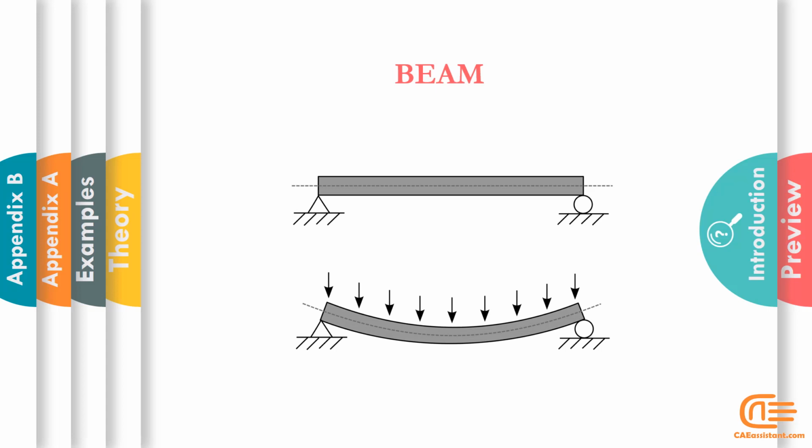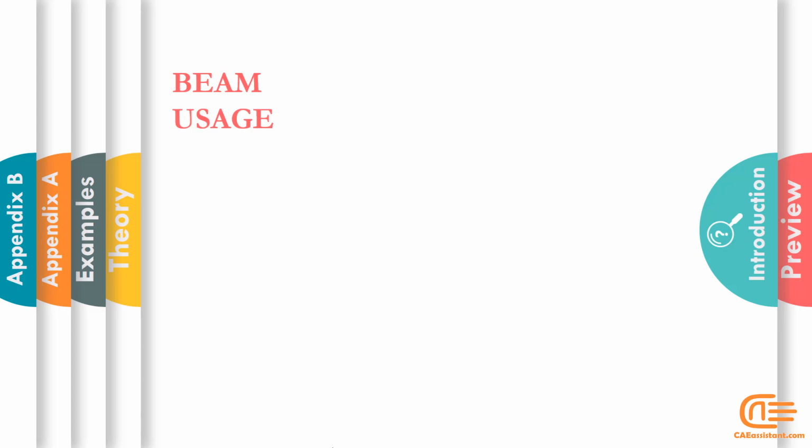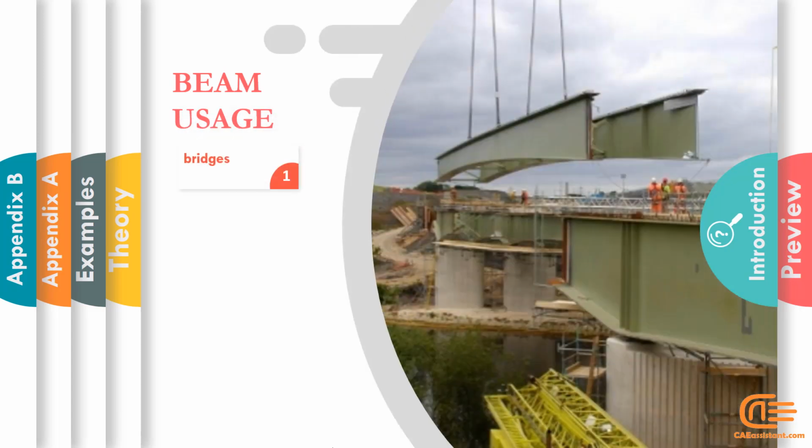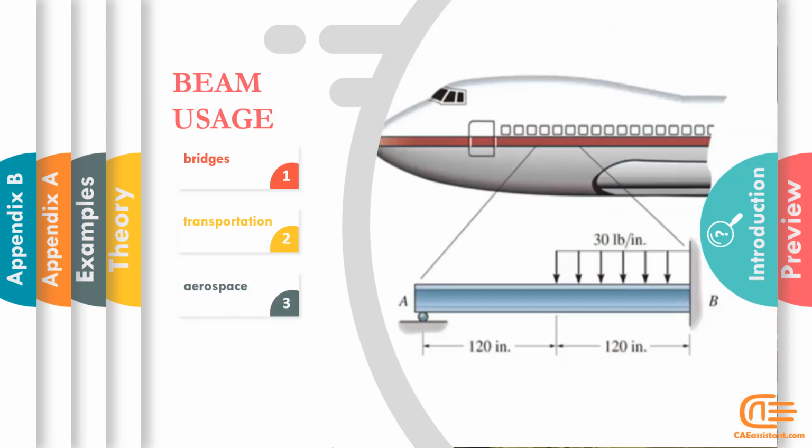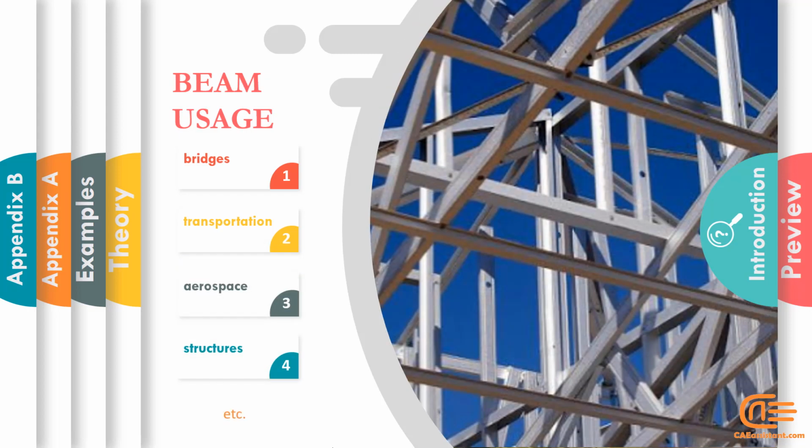Beam has a very specific meaning in engineering mechanics. It is a component that is designed to support transverse loads, that is, loads that act perpendicular to the longitudinal axis of the beam. This is the main difference between the beam and the truss. The truss is designed to withstand only axial forces. Beams are used in bridges, transportation, aerospace structures, and so on.